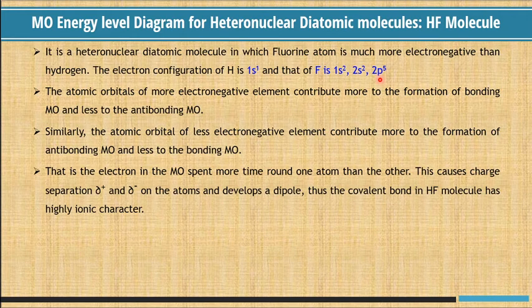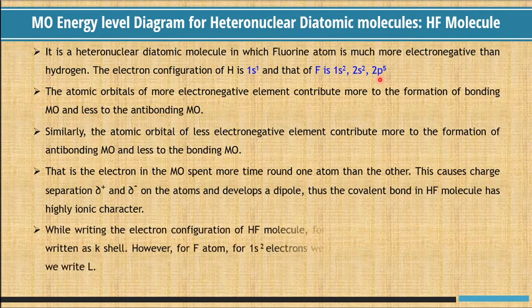This causes charge separation, delta positive and delta negative on the atoms, and develops a dipole. Thus, the covalent bond in the HF molecule has a highly ionic character. There is a delta positive charge on hydrogen and a delta negative charge on F, that is fluorine.